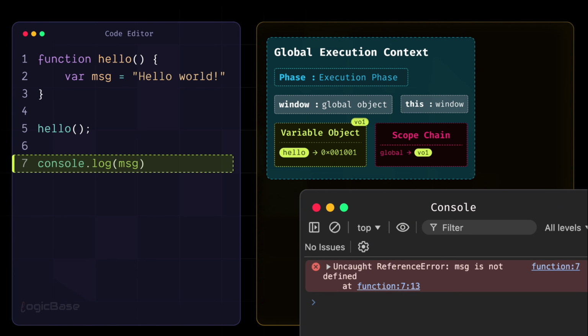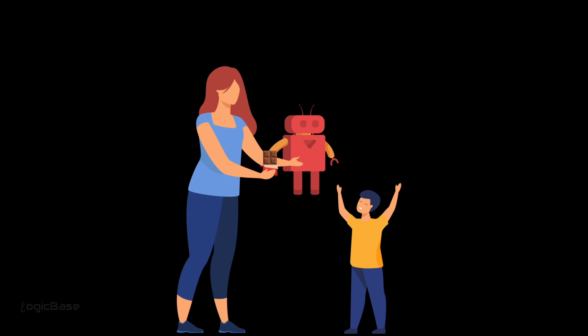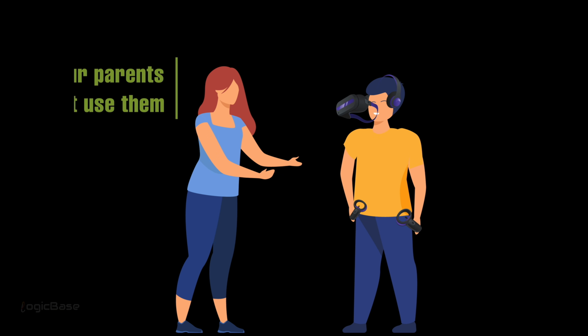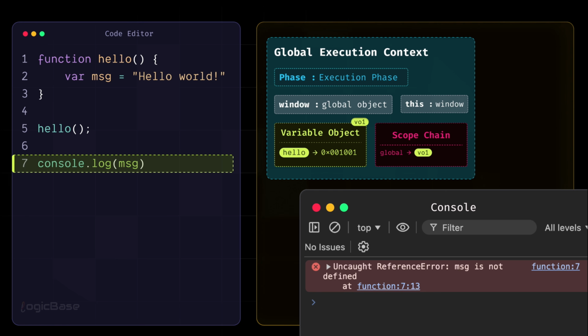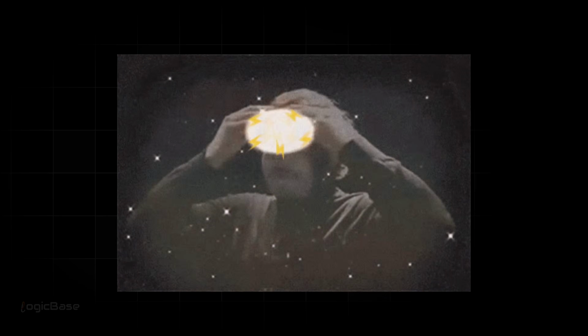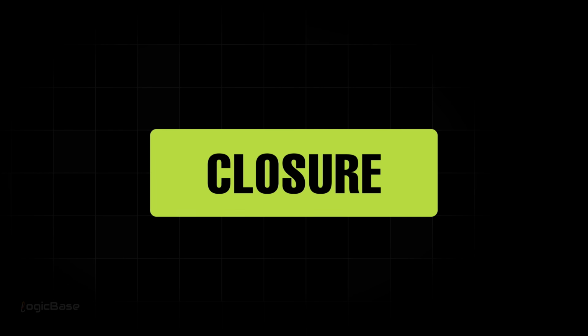Those of you who have seen my video on scope might remember the example I gave. A child can always access or inherit things from its parent, but a parent can never access what belongs to the child. Back then, it was just an example, but now you can actually visualize how the program manages all of this behind the scenes. That means, while understanding execution context, we have rediscovered the concept of scope in a much clearer and more practical way. Now, let's move on to another very important topic, closure.